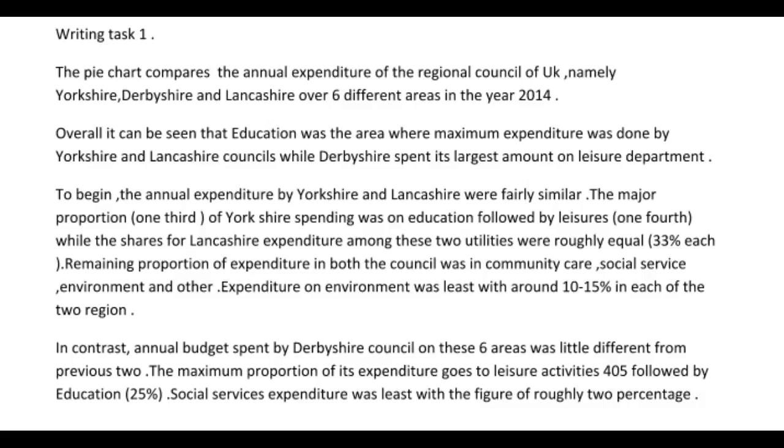The pie chart compares the annual expenditure, and I would add the number here, of three, instead of the regional council, of three regional councils, plural, in the UK, so the UK is capital U and capital K, namely Yorkshire, Derbyshire, and Lancashire, over six. Six, so any numbers under 10 should be written out as words, so that'd be S-I-X. Different areas in the year 2014.